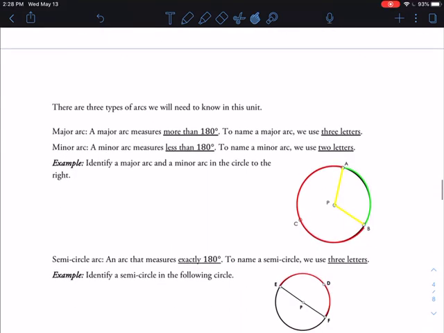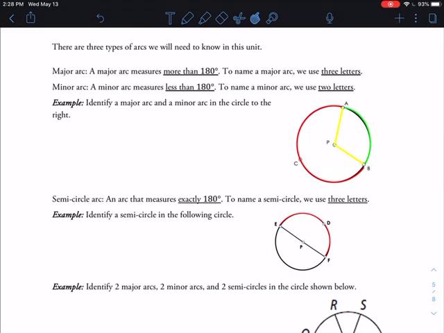All right. There are three types of arcs that we're going to look at in this unit. A major arc measures more than 180 degrees, and there'll be a slight difference when we name those arcs because we're actually going to use 3 letters instead of 2. A minor arc is just like the ones we just looked at, so they measure less than 180 degrees, and we use 2 letters to name them, just like we showed. So let's do an example about that.